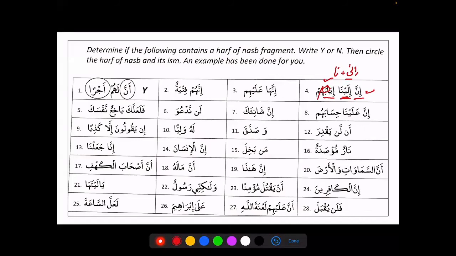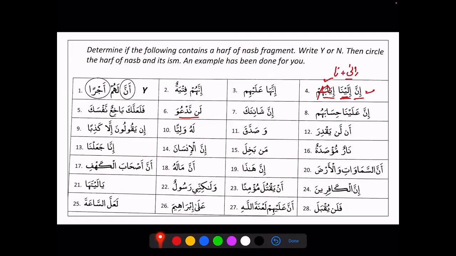Okay, then we did number 5. Number 6, lan nad'uwa. Lan is not a harf of this kind, so this is a no. Number 7, inna shani aka. Inna is harf of nasab. Shani is ismuha. Yes, very good. And then we have an attached pronoun with it. So indeed, shani'aka, shani means your enemy. This is Surat Kauthar, right?